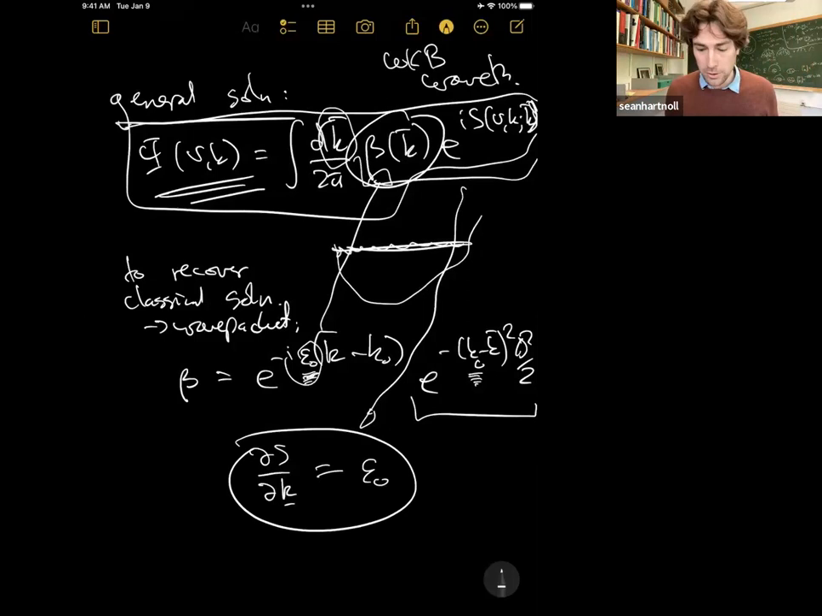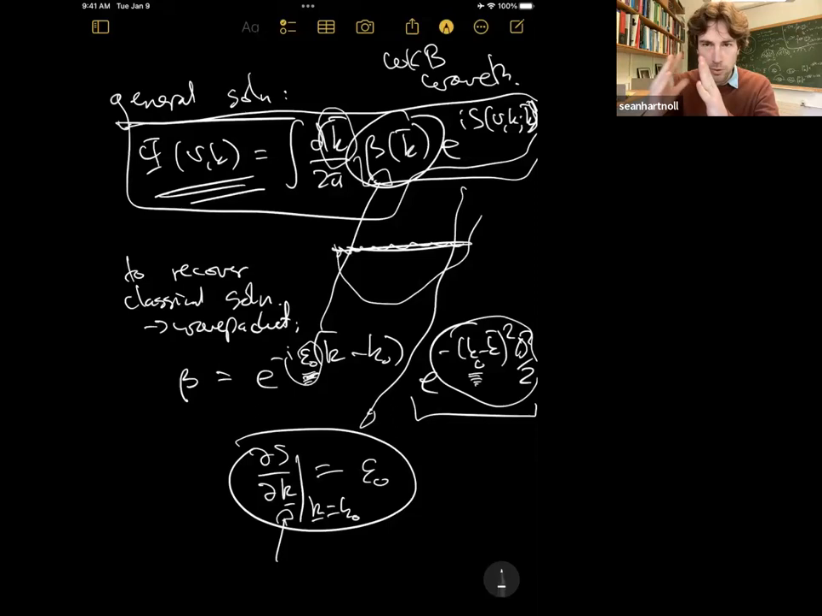And so in this Hamilton-Jacobi language, it's important to see these two constants. What this packet does is it forces you to evaluate at k bar equals k0. It's a very sharply peaked wave packet. And so what this term does, it doesn't contribute to the stationary phase. What it does is it forces k bar to equal k0. Okay, so this is the classical solution.